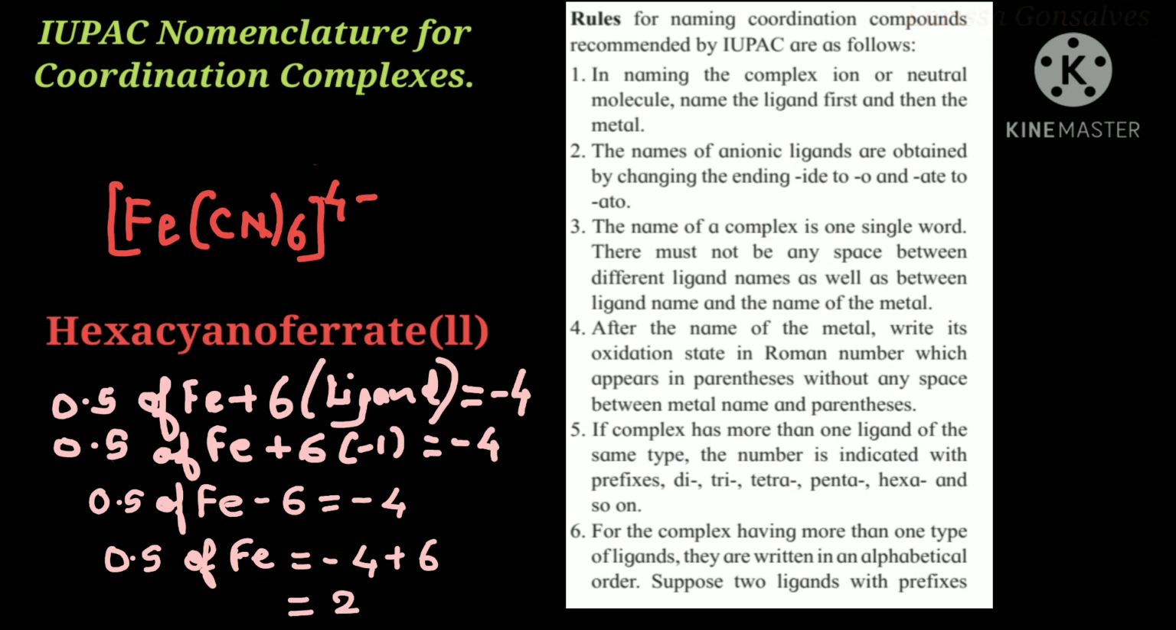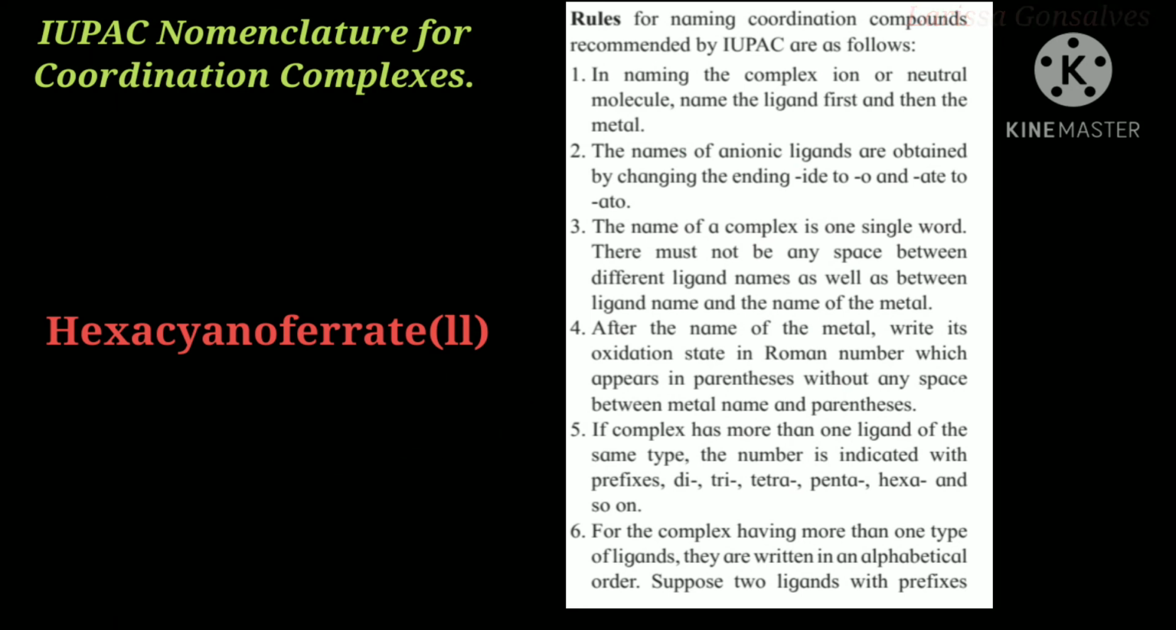So oxidation state of Fe plus 6 times the number of ligands, so that is CN corresponds to a value of -1, which is equal to -4. So oxidation state of iron - 6 is equal to -4. The next step will be oxidation state of iron is equal to -4 plus 6. After calculation you get the answer as +2. So in the brackets you will write it as 2. So the oxidation state of the central metal ion Fe is 2 for this particular anionic complex.